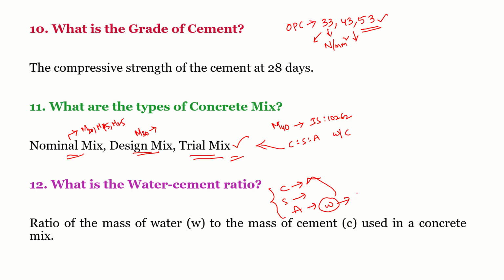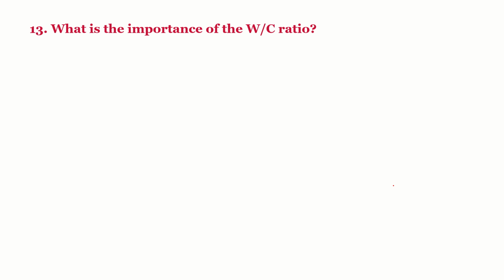One has to be very careful with this addition of water, because if you add more water, the concrete may become very loose. When you add less water, the concrete may become very stiff. So we have to decide on some water to cement ratio. So water to cement ratio is the ratio of water to cement. What is the importance of this water cement ratio?